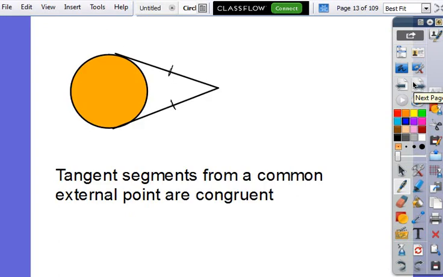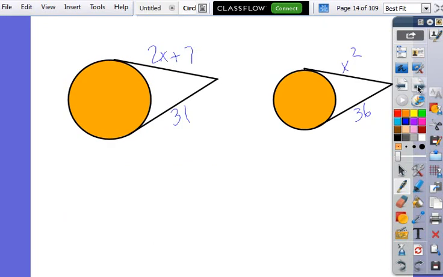All right, this rule says tangent segments from a common external point are congruent. In other words, if I pick a point out here and I draw a tangent line to the top and a tangent line to the bottom, all I know about these two segments is they have to match. They're going to be equal. So if I'm looking at this right here, what would I do with that first one? What do I know about 2x plus 7 and 31? So 2x plus 7 has to equal 31, and I work it out. You set up the equation based on what they give you, and then you solve what's there. So x would equal 12.